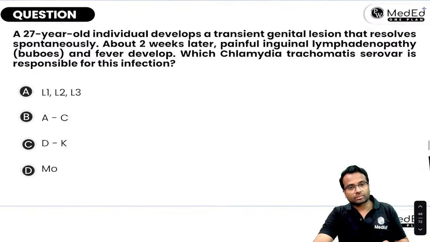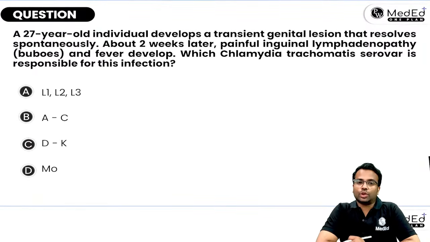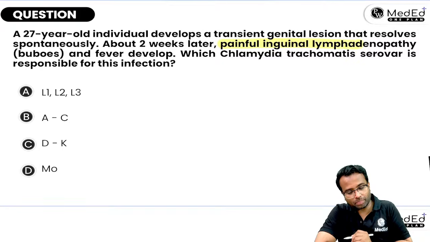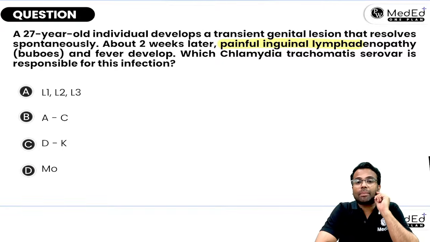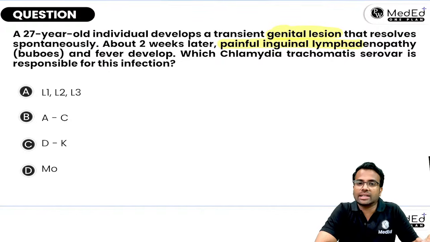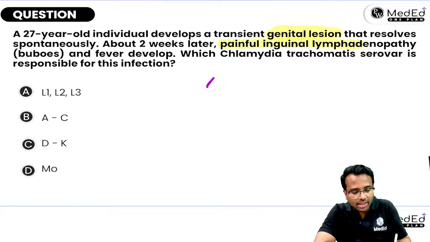Moving to the next one. A 27-year-old individual develops a transient genital ulcer that resolves spontaneously. About 2 weeks later, painful inguinal lymphadenopathy and fever develop. Which Chlamydia trachomatis serovar is responsible for this infection? Now, before we look into the options, we know that this is some disease caused by Chlamydia trachomatis. Tell me, in which disease do you get a genital ulcer and a painful lymphadenopathy? What is the diagnosis here?